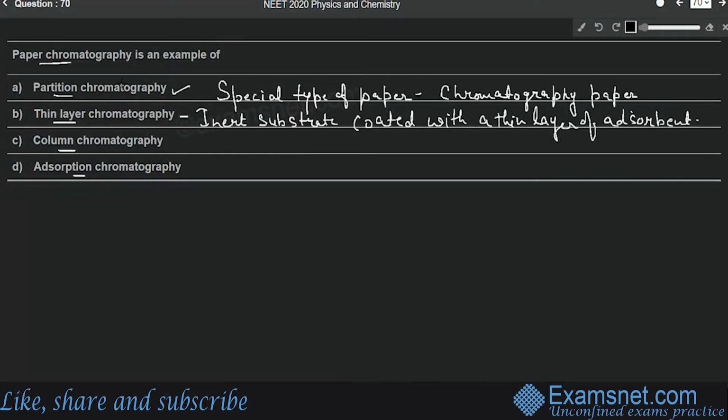Okay, now the next is column chromatography. So what is used in case of column chromatography? Here some special types of glass or stainless steel is used. And the last one is adsorption chromatography. So the material that is used in adsorption chromatography can be glass, plastic, aluminium foil, etc. Okay, but paper is used in only one, that is partition chromatography.